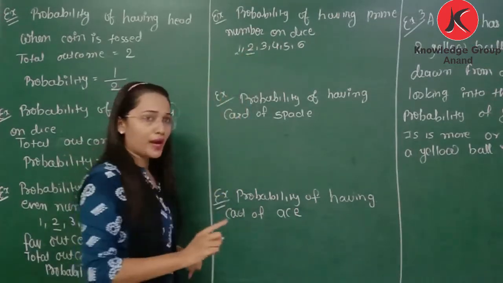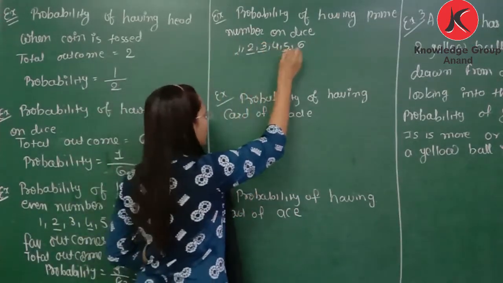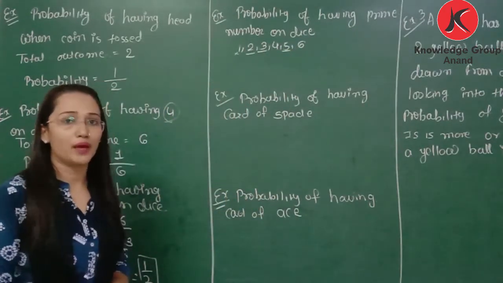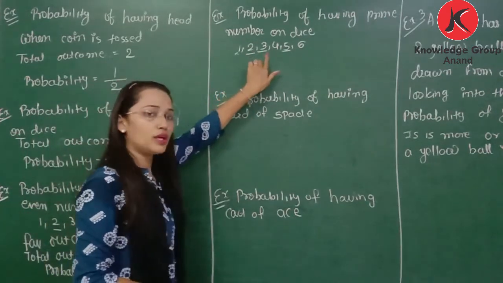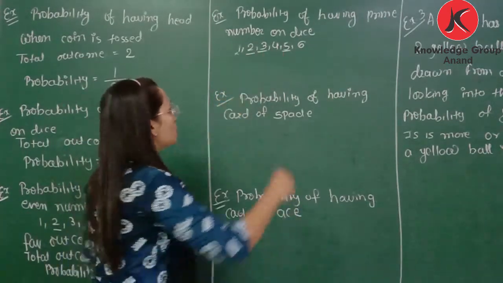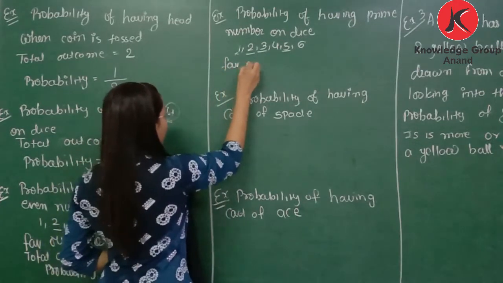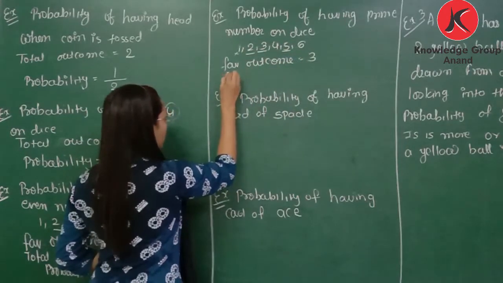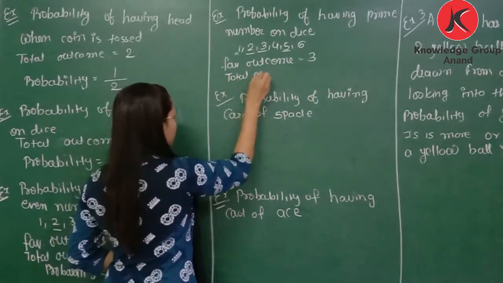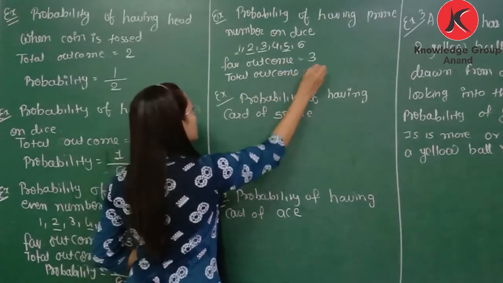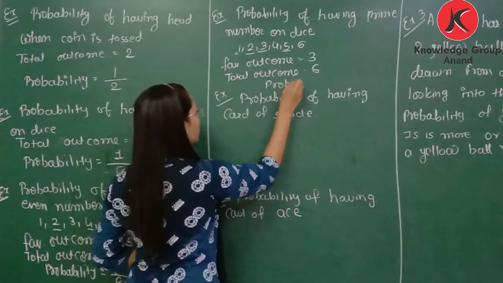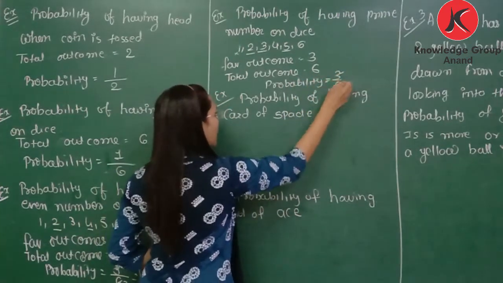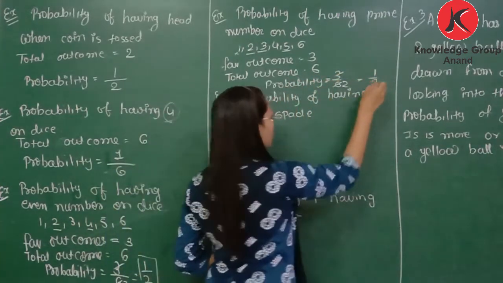2 is the smallest prime number. 3 is also a prime number. 5 is also a prime number. Again, how many possible outcomes? There are 3 prime numbers. It may be 2, it may be 3 or it may be 5. So we can write favorable outcomes, that are 3, and total outcomes, that is 6. So probability is equal to 3 by 6. We can cut the common factor, so it is 1 by 2.